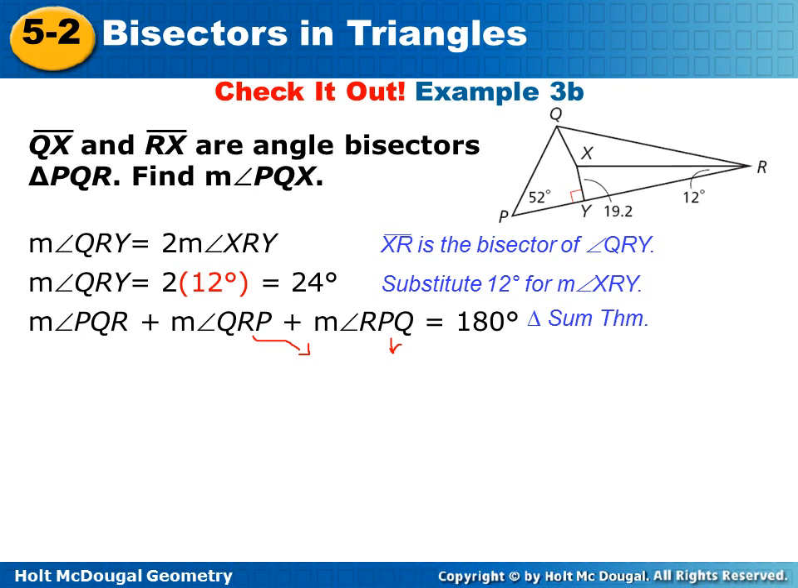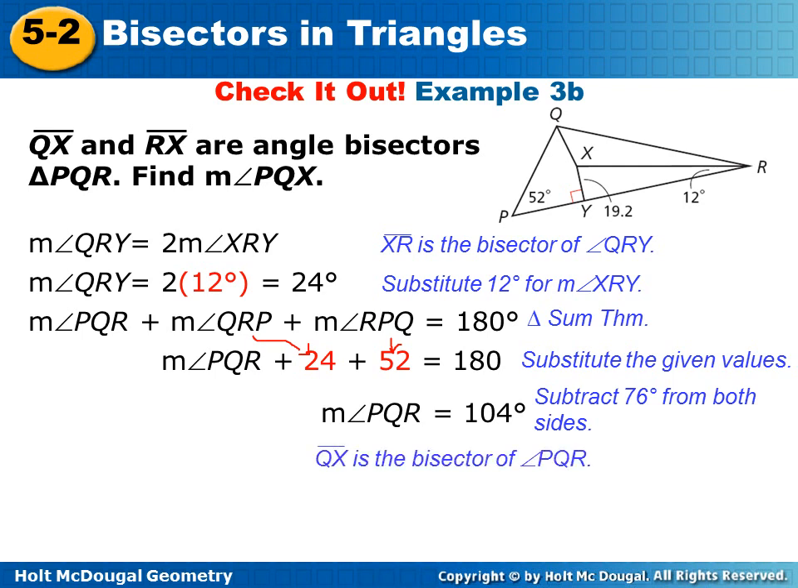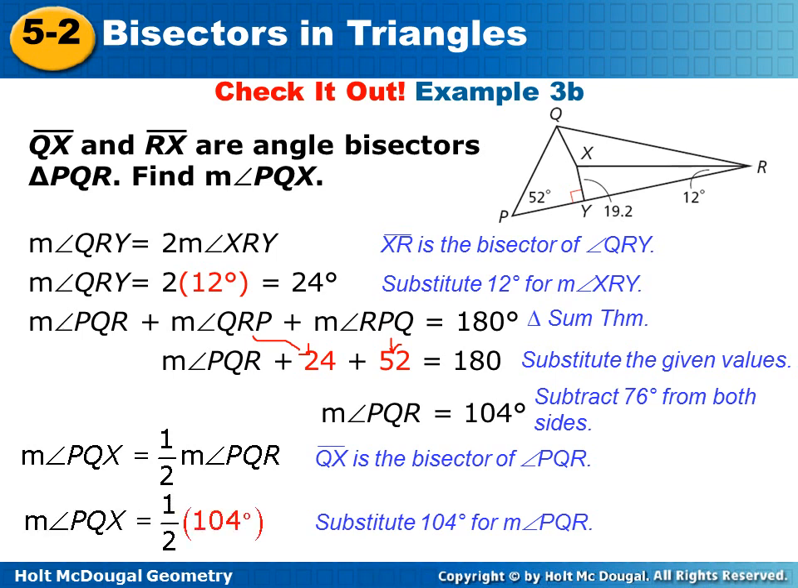The triangle sum theorem says that PQR plus QRP plus RPQ is equal to 180. Substituting, we get QRP as 24 and RPQ as 52, which is labeled in the diagram. We can subtract 76 from both sides and find that the measure of angle PQR is 104 degrees. Since QX is the bisector, we substitute 104, and PQX is equal to 52, half of 104.